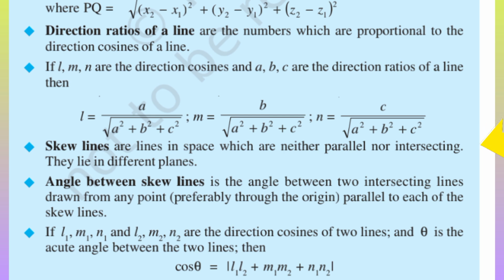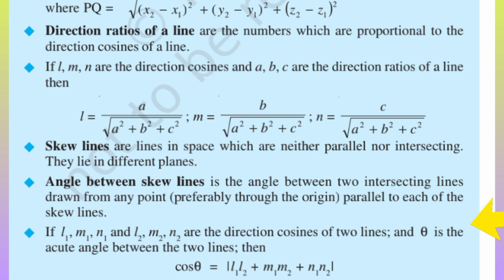Skew lines are the lines in space which are neither parallel nor intersecting. They lie in different planes. Angle between skew lines is the angle between two intersecting lines drawn from any point, preferably through the origin, parallel to each of the skew lines.